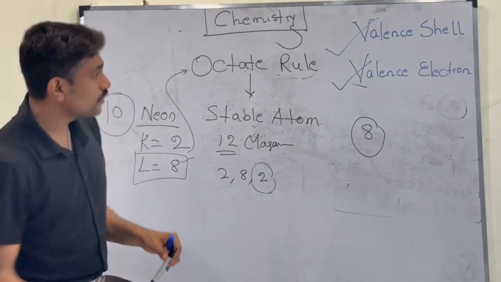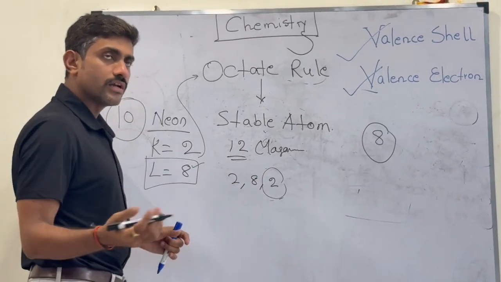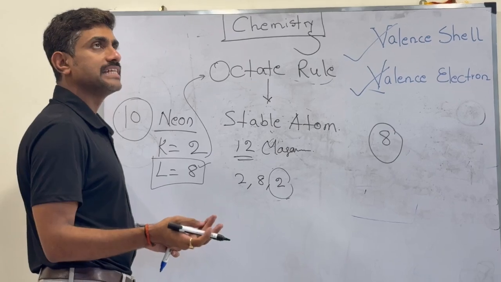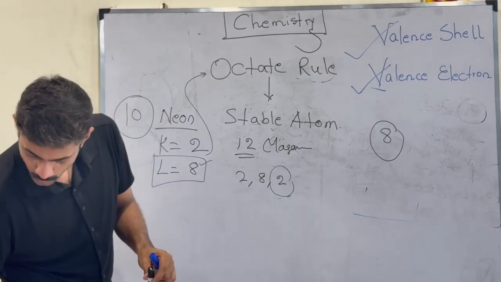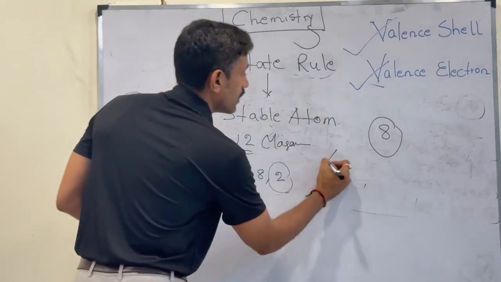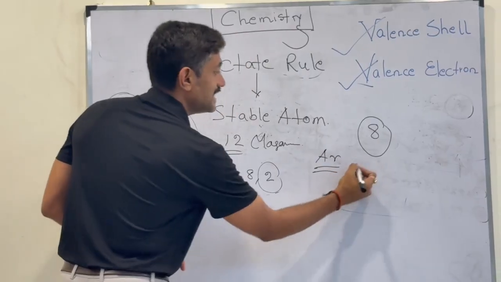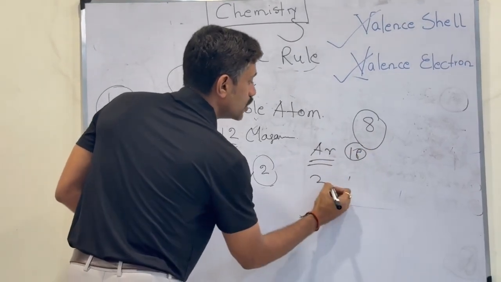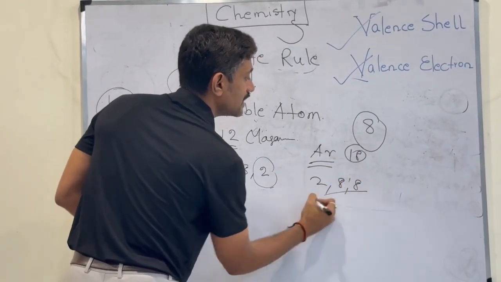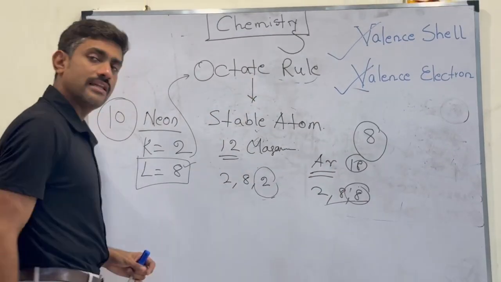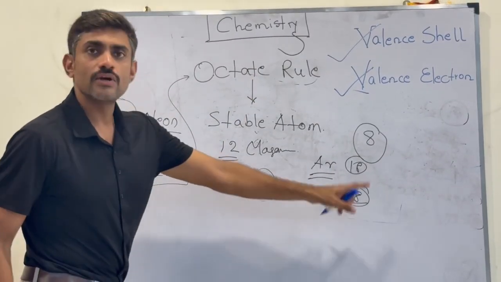Now how can you have one more stable atom? 2 plus 8 plus 8, that is 18. So what is there at 18? Argon. Argon has atomic number 18. Now you see 2, 8, 8. So this is a stable atom because in the outermost shell you have 8.